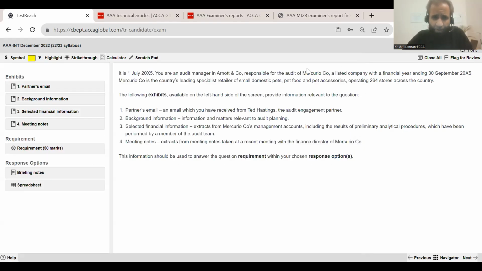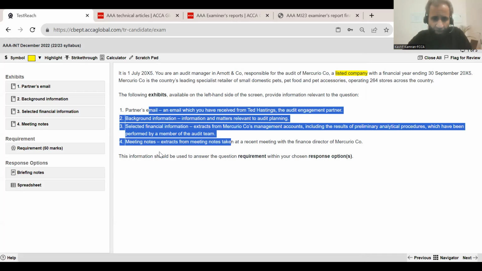Now, let's read the first paragraph here. Is it a first year audit? It says July 1st. You are a manager responsible for the audit of Mercurio Company. Mercurio Company is a listed company, so that's very important. It's a listed company for the year ending 30th of September. Mercurio is one of the leading specialist retailers and is operating 264 stores. So nowhere is it written that it is a first year audit.